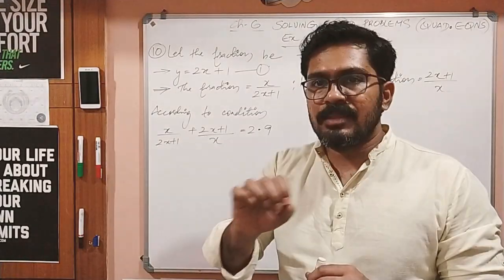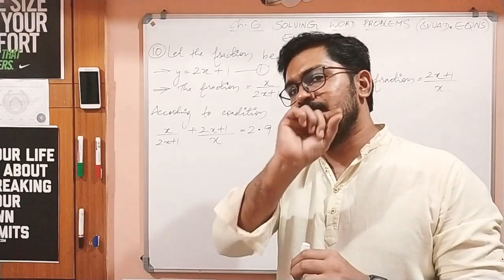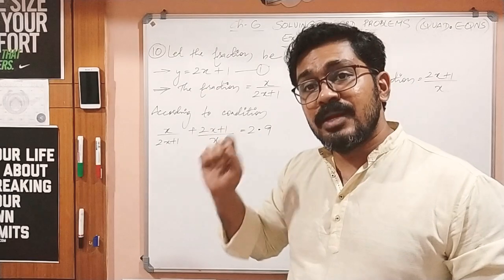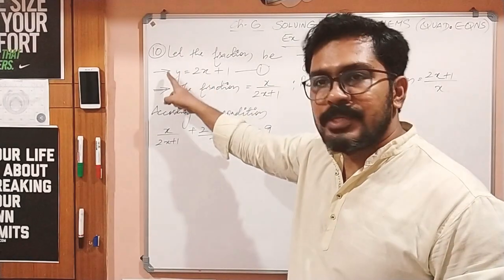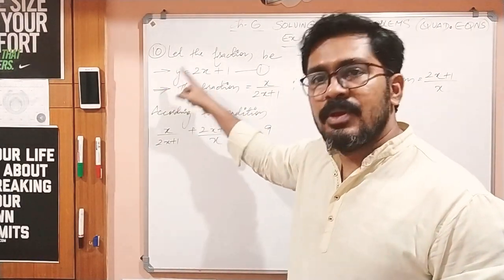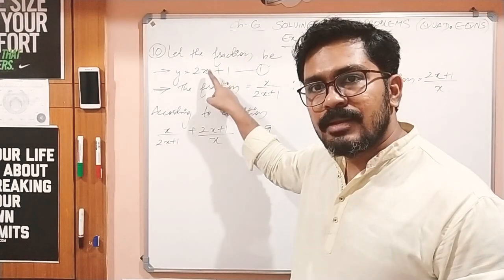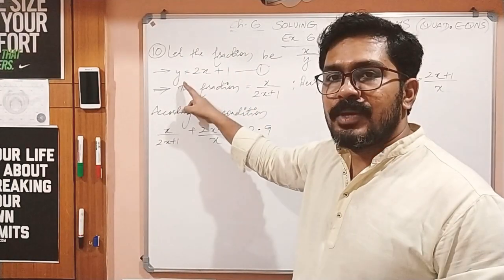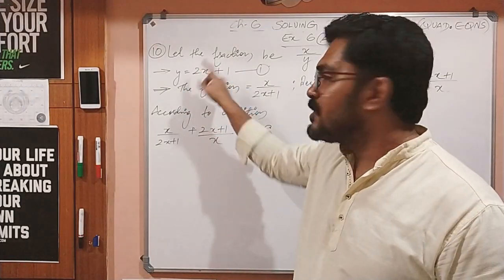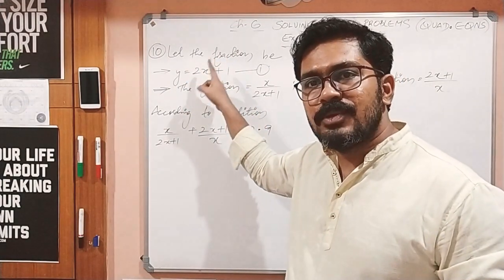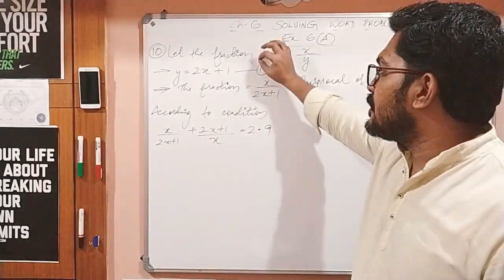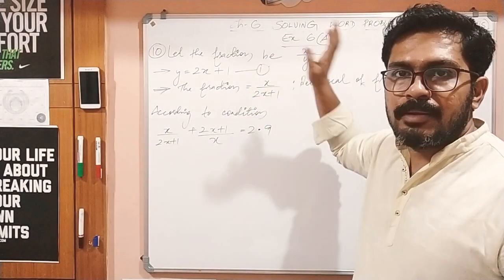So when you speak this sentence in your mind, you have to simultaneously write the mathematical equation also. The denominator of the fraction, that means y, is equal to 1 more than 2 times the numerator. That means y is equal to 1 plus 2x, or y is equal to 2x plus 1. Both are same? Yes. So children, you found equation number 1.